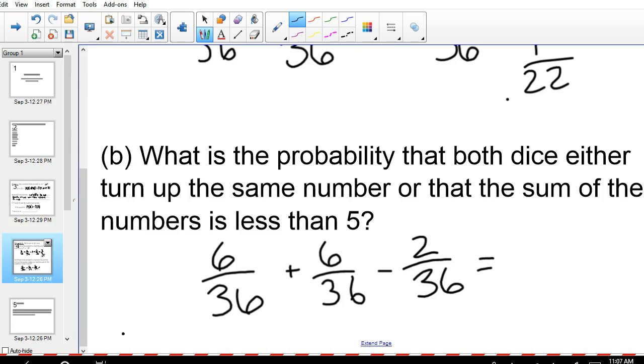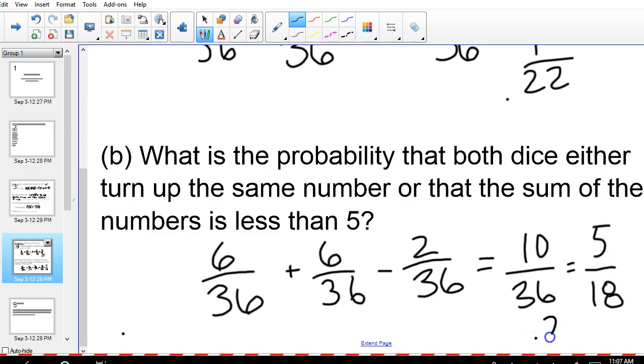So 6 plus 6 would be 12, minus 2 is 10 out of 36, which would give us 5 out of 18 for that. 0.27 repeating. Okay. So, again, you could have done this without using the rule. So you don't necessarily have to do this. There might be situations, though, where you're going to have to use the rule.